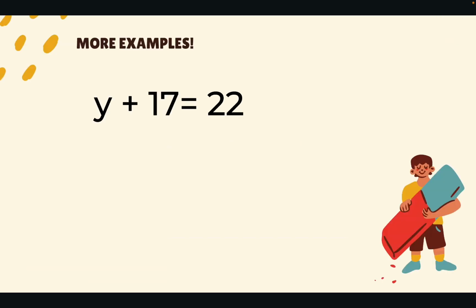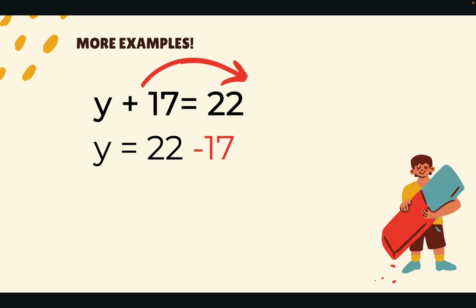Let's have more examples. I have here y plus 17 equals 22. Now we are going to transfer or transpose positive 17 to the other side. So that will become y is equal to 22 minus 17. And then we can solve. 22 minus 17 is equal to 5. Now we have y is equal to 5.